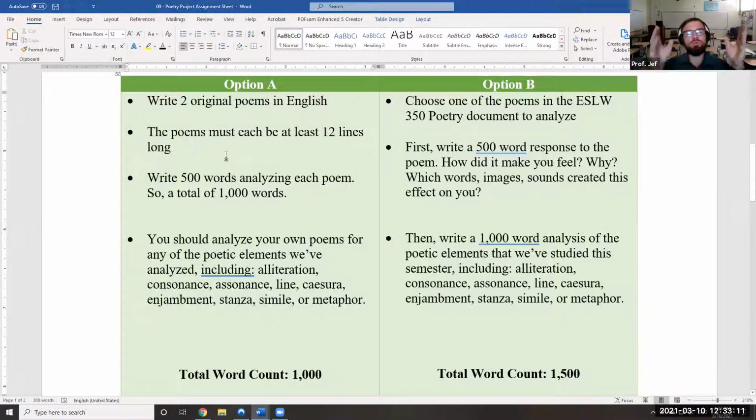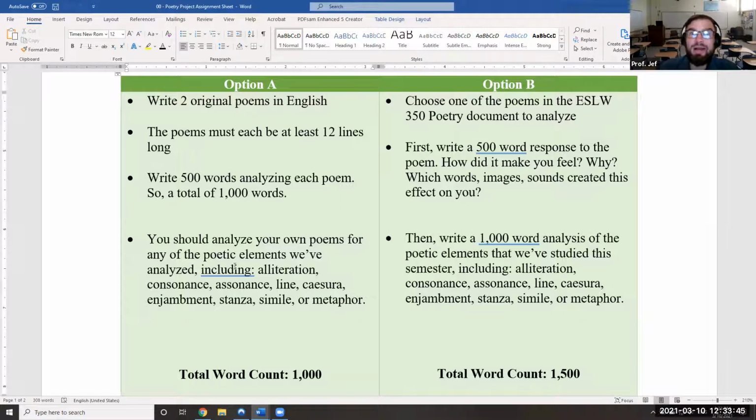So that means if you're going to write 2 poems, I want you to do at least 24 lines of poetry. Then I want you to write 500 words analyzing each poem. So that's a total of 1,000 words of poetic analysis. Now for this project we're going to basically do what we've been doing for the last 2-3 weeks. You're going to analyze your own poems for any of the poetic elements that we've analyzed, including alliteration, consonants, assonance, lines, caesura, enjambment, stanza, simile, metaphor.